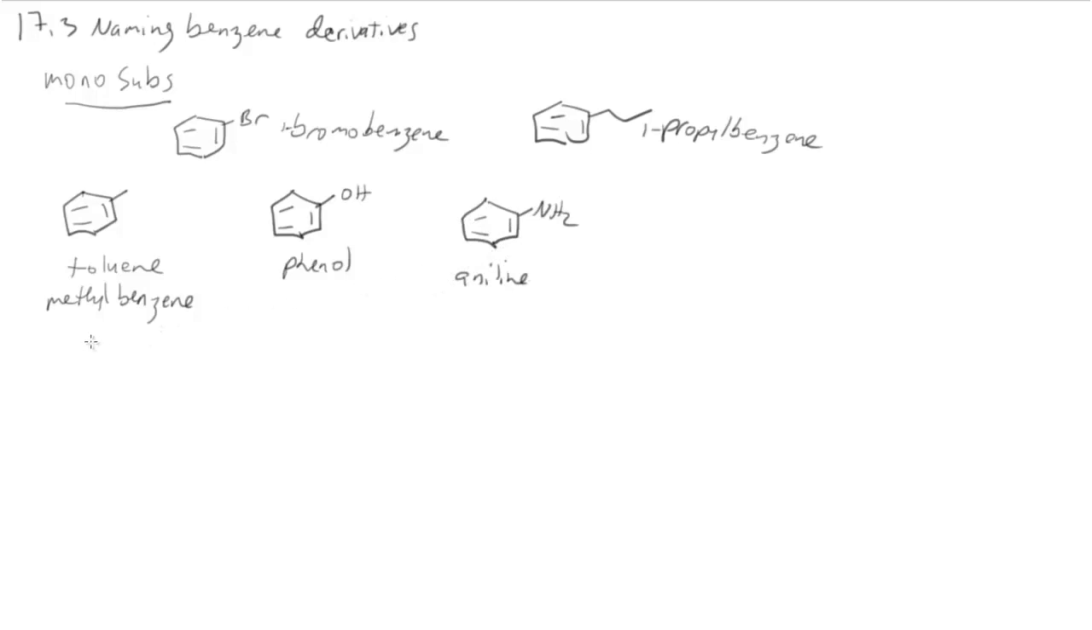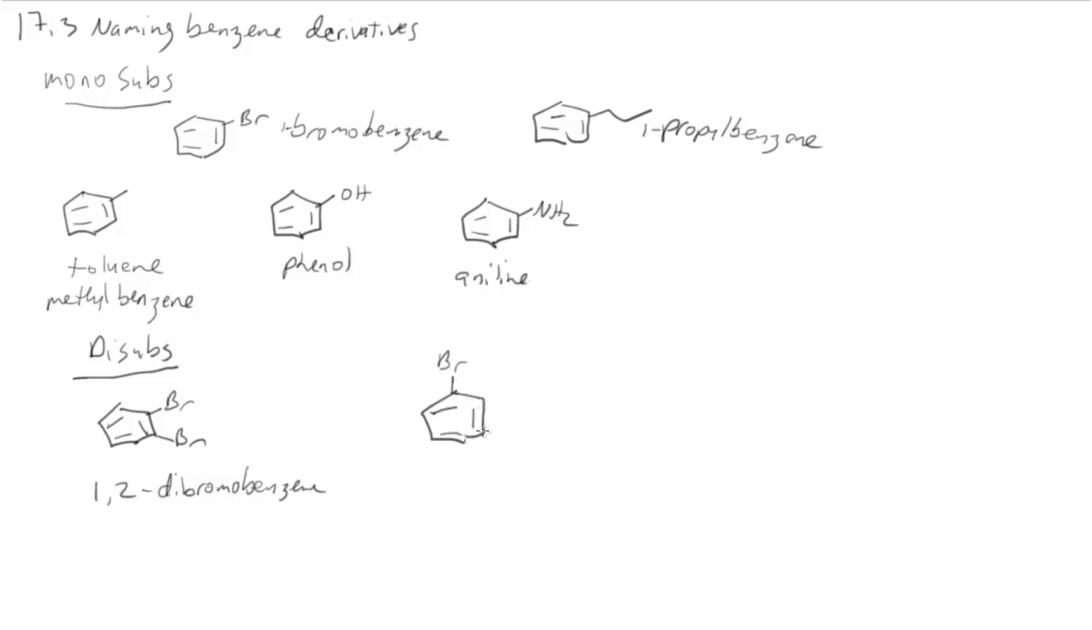Now what about disubstituted? In disubstituted examples, we can use numbers to explain where the different substituents are. So this could be 1,2-dibromobenzene. Well, this one would be 1,3-dibromobenzene. And this would be 1,4-dibromobenzene.